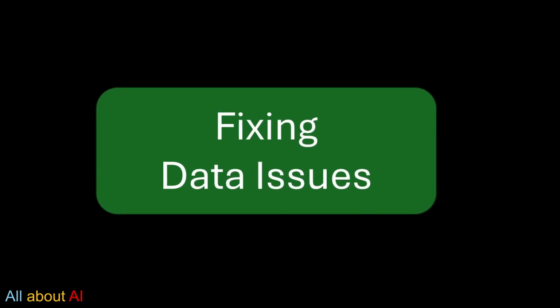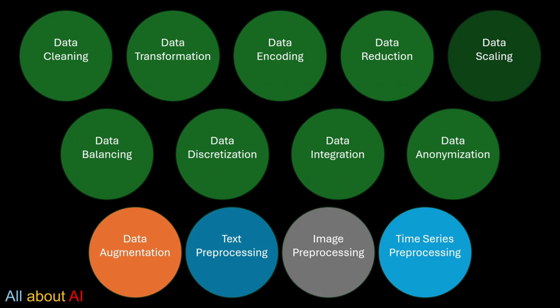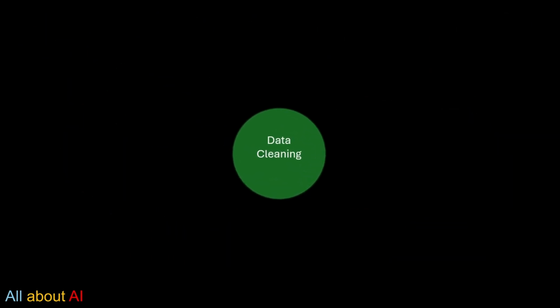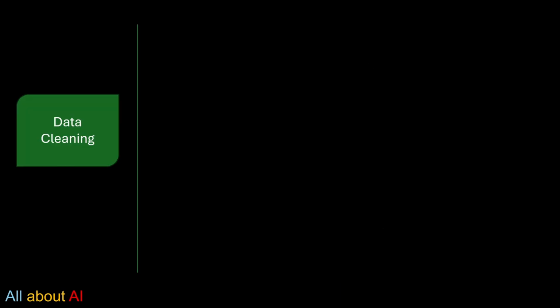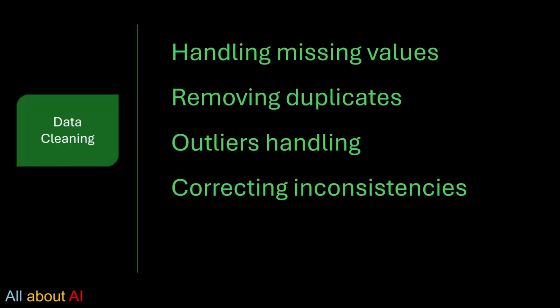Next step is fixing data issues. So at this stage, after exploratory data analysis, we have found all the issues or things that we need to address as part of pre-processing. First, we'll start with the data cleaning process. There are 4 key areas of data cleaning: handling missing values, removing duplicates, outlier handling, and correcting inconsistencies.